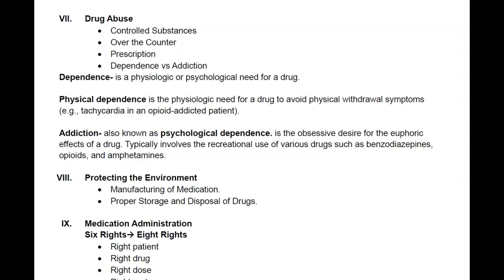Terms that we want to understand and really differentiate are dependence versus addiction. Dependence is a physiological or psychological need for a drug. So that's just a general term. Now, there is physical dependence and psychological dependence. Physical dependence, we tend to refer to it more as dependence. And so, physical dependence is the physiologic need for a drug to avoid physical withdrawal symptoms.